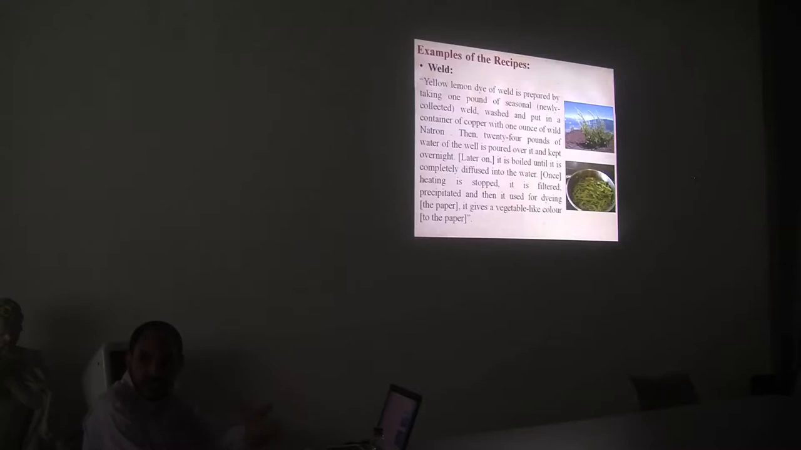Then 24 pounds of water of the weld is poured over it and kept overnight. Later on, it is boiled until it is completely diffused into the water. Once heating is stopped, it is filtered, precipitated, and then it is used for dyeing the paper. It gives a vegetable-like color to the paper.